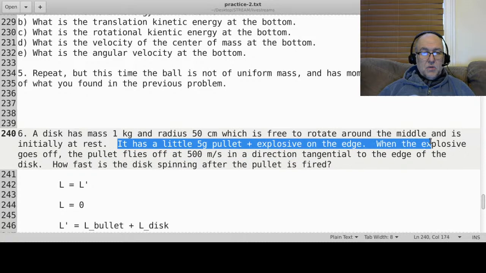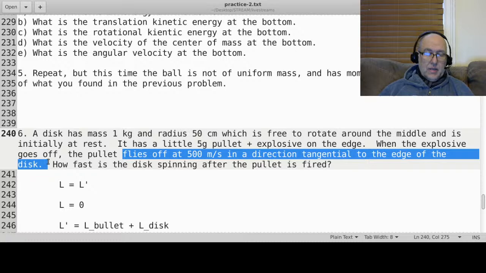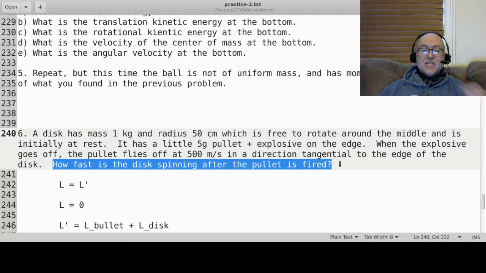It has a little bullet plus explosive on the edge. When the explosive goes off, the bullet flies off at 500 meters per second in a direction tangential to the edge of the disc. I'll draw tangential in a minute, though I think you know what that is already. How fast is the disc spinning after the bullet is fired? So it's not spinning before, and then it's spinning afterwards.